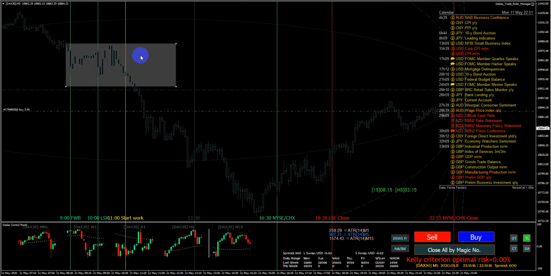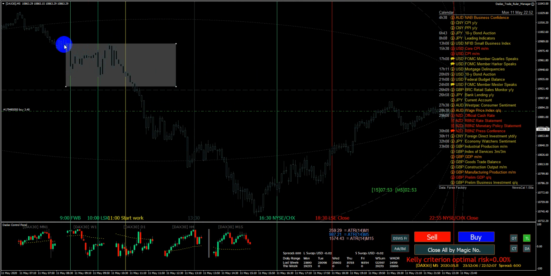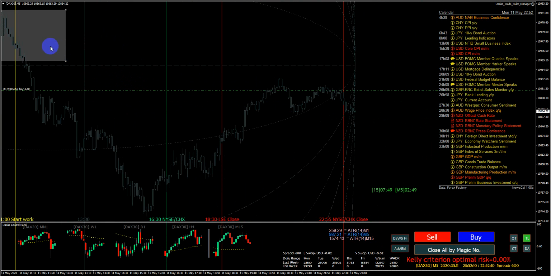Anyways, one more time. This is a consolidation. Why? Because it's flat. Because there isn't any series of higher highs and higher lows. If we can see anything right here, it's lower lows and more or less highs on the same level, so like double tops or something like that.